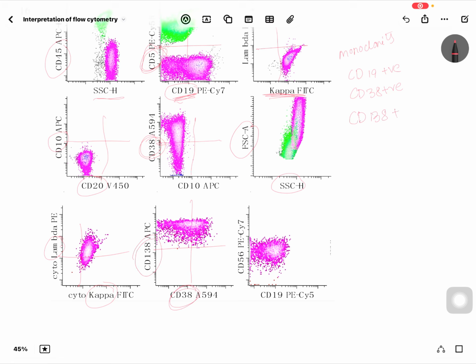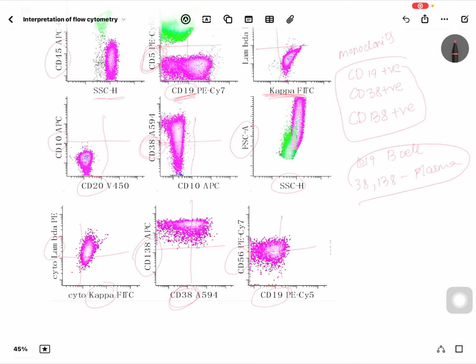CD138 and CD38 is again positive. Then if I divide this like this, CD56 as well as CD19 is positive. So what are these markers telling you? CD19 is a marker of B cell, and CD38 and CD138 are plasma cell markers.